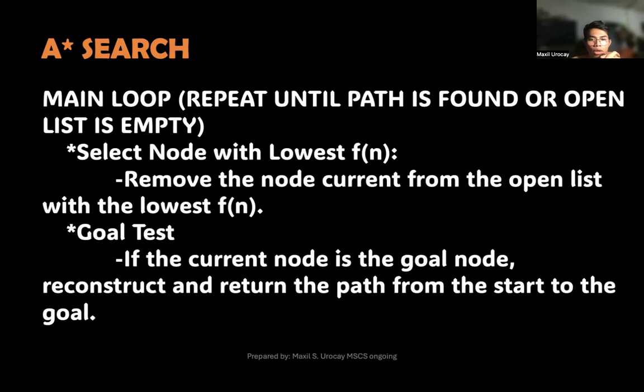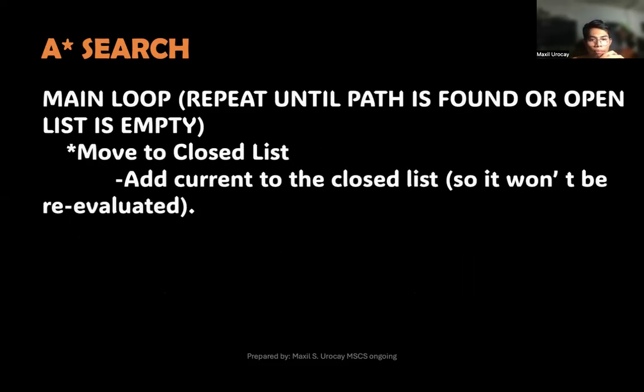Afterwards, the main loop will start. Repeat until the path is found or the open list is empty. Select the node with the lowest f of n and remove that node, current, from the open list, until you find the goal node. Goal test: if the current node is the goal node, reconstruct and return the path from the start to the goal. Then move to the closed list: add current to the closed list so it won't be re-evaluated. So that is the main loop.